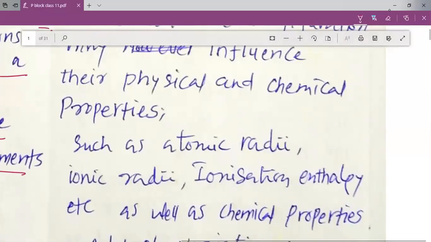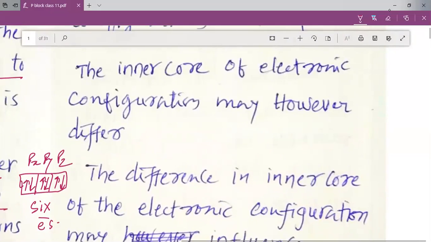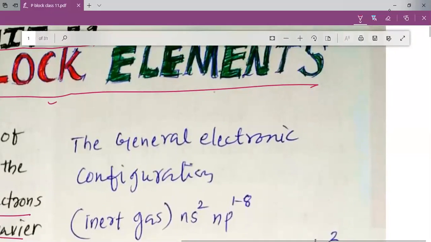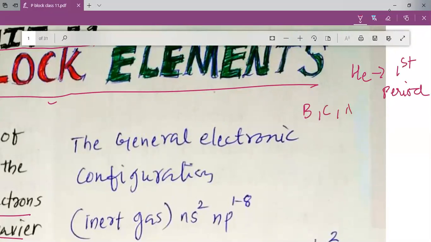Out of all these elements, my dear students, if you look into them, you will find that it is the helium only that belongs to the first period. Otherwise, boron, carbon, nitrogen, oxygen, and fluorine, these elements all belong to the second period. So this is how we understand about them.